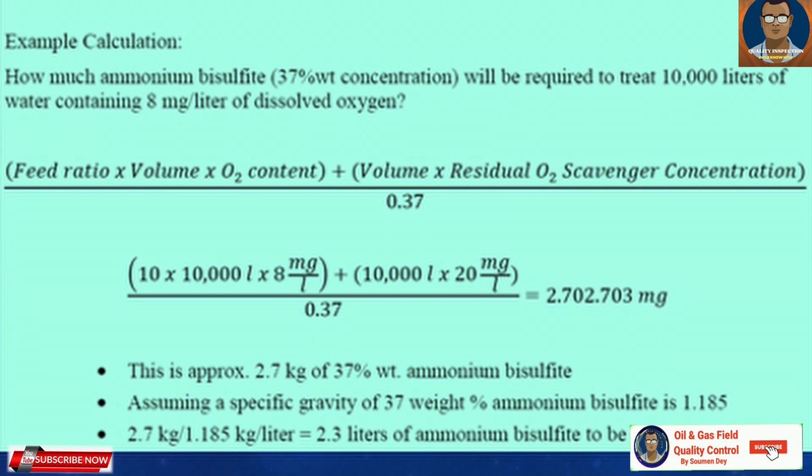So you can see in the result over here, we need approximately 2.7 kg of 37% weight ammonium bisulfate, assuming the specific gravity of 37% weight is 1.185. So you need to know this. The weight is converted to liters by dividing by the specific gravity. So we need 2.3 liters of ammonium bisulfate to be injected in total for 10,000 liters of water.